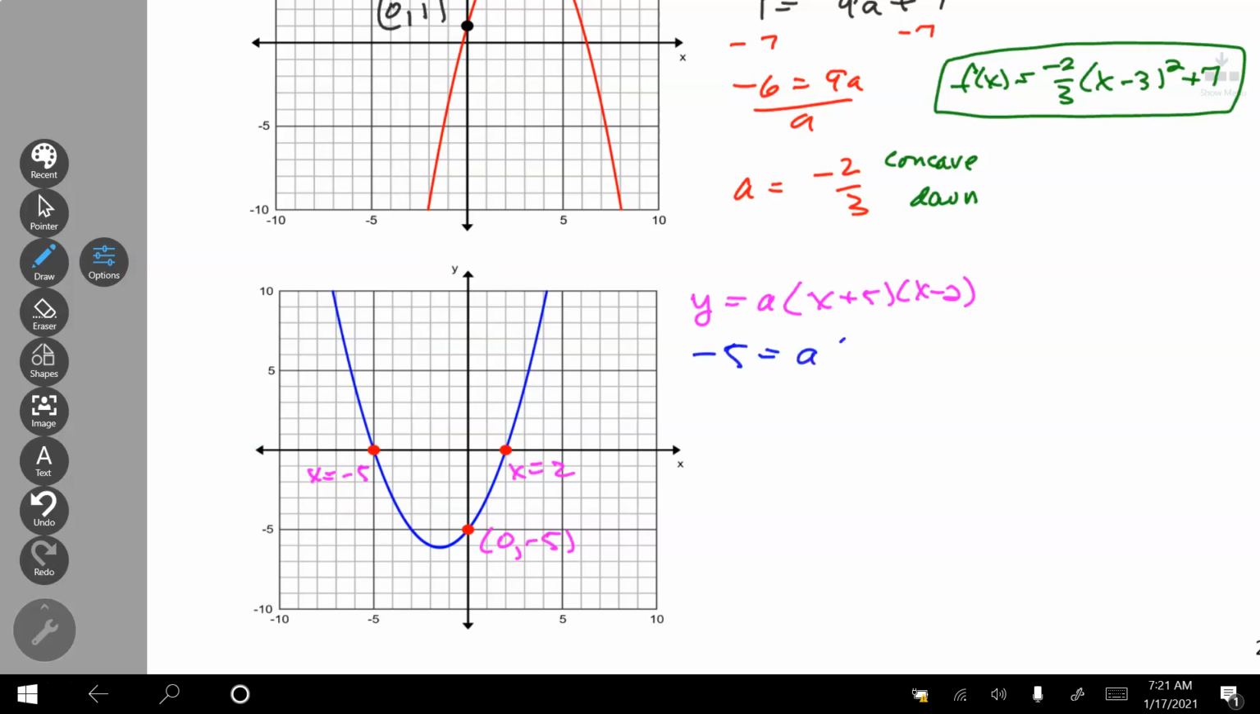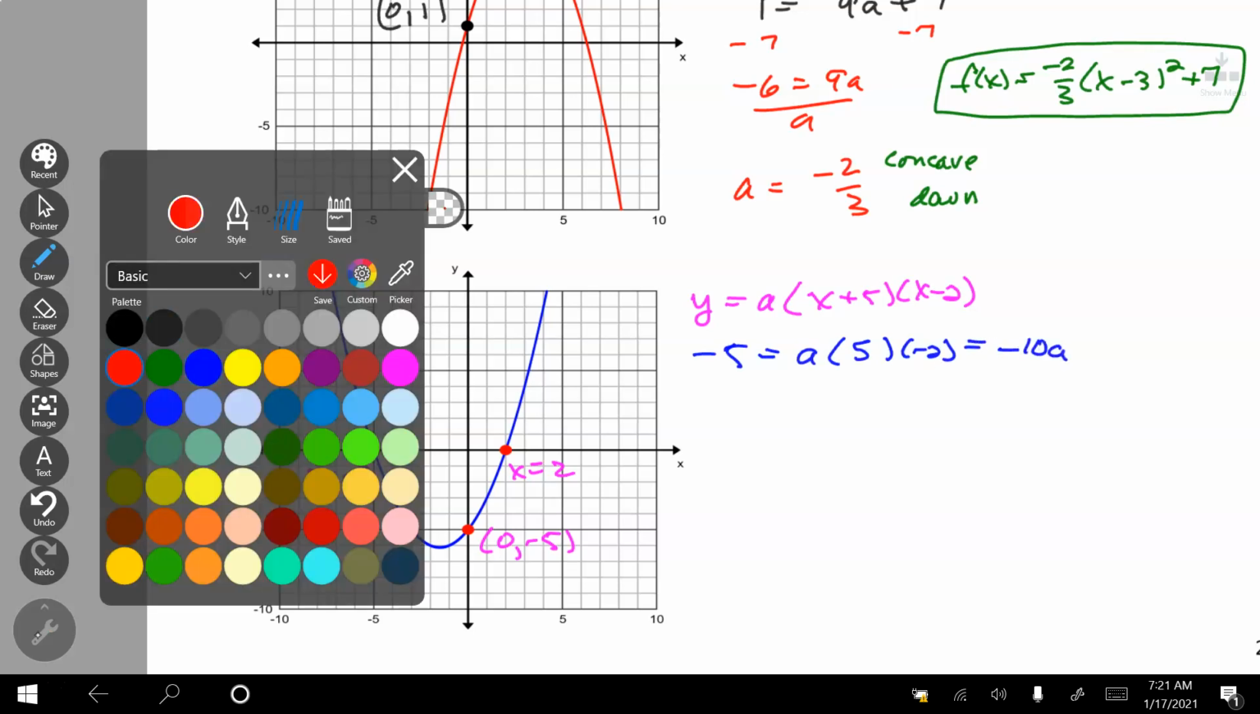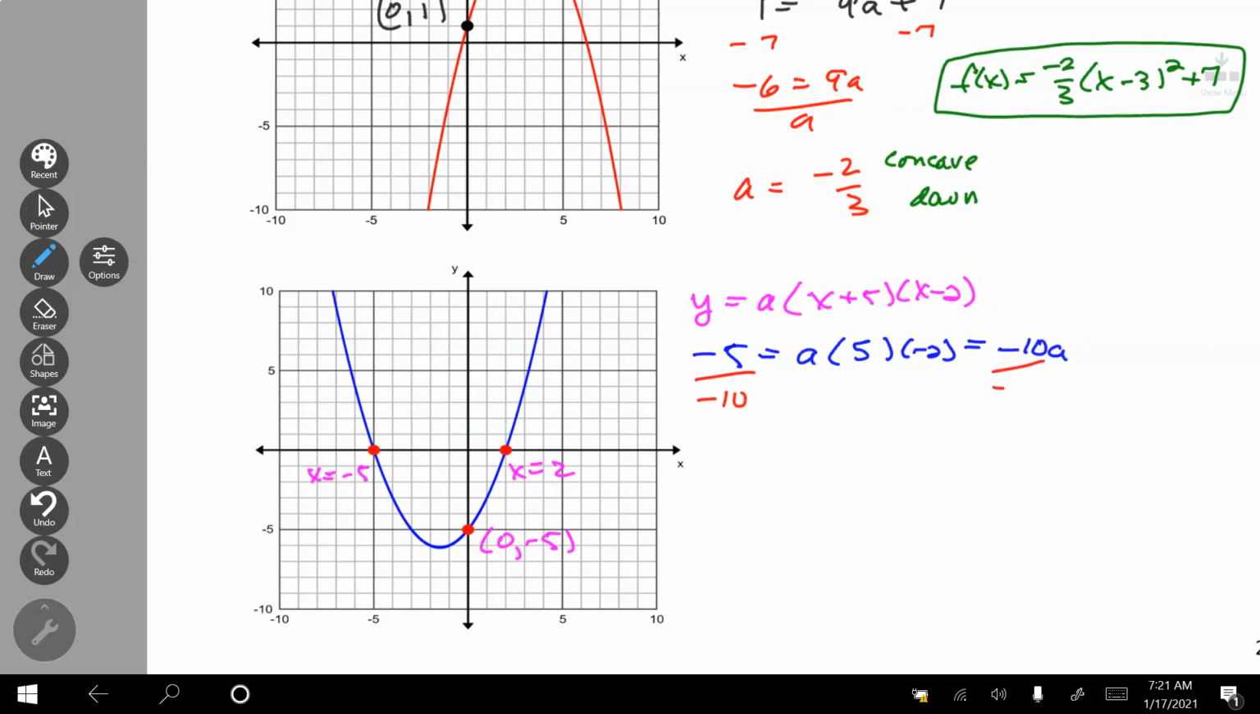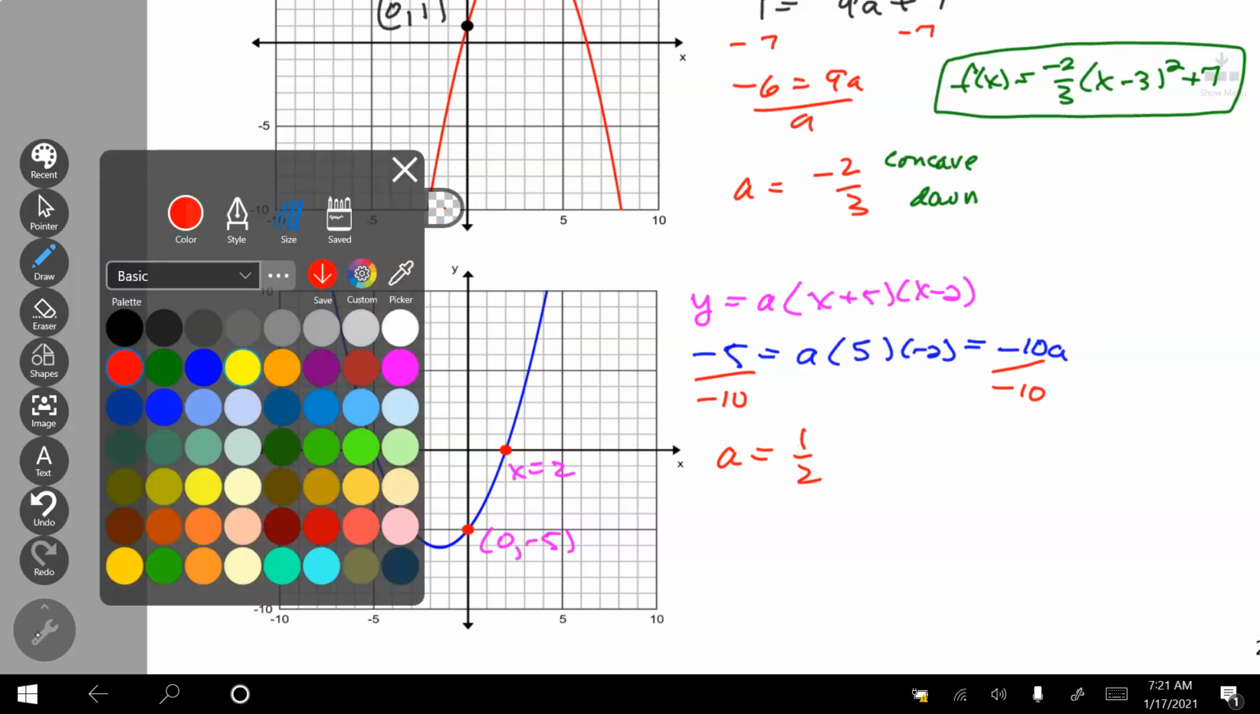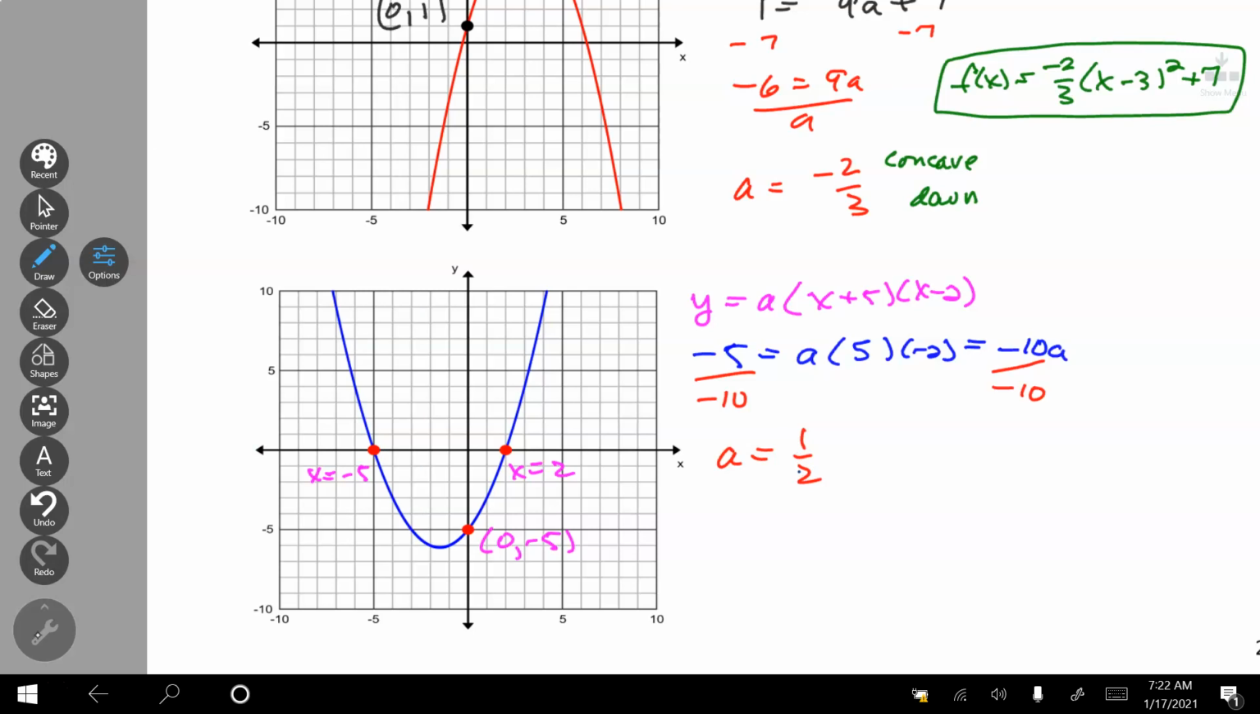Negative 5 equals a. Plug in 0, I get 5 times negative 2, or negative 10a. Divide by negative 10. I get a equals 1/2, and I have to ask myself, 1/2 is a positive number. My graph better be concave up. And this graph is concave up. Again, please double check your a value with the concavity of the parabola if you have a graph. So I get f of x equals 1/2 (x plus 5)(x minus 2).